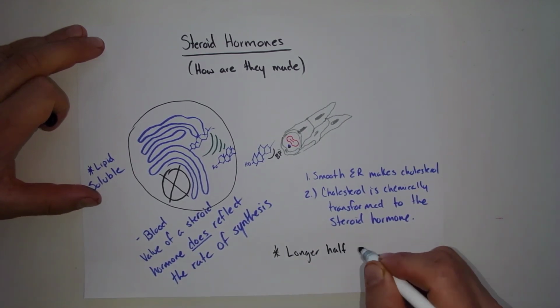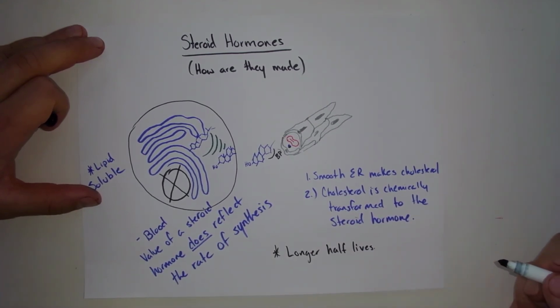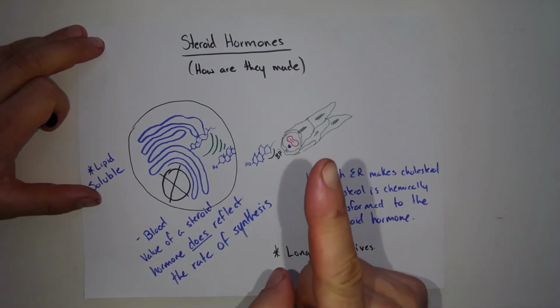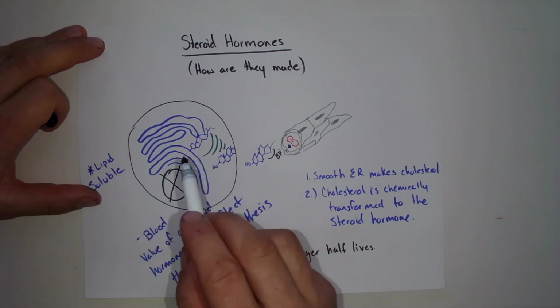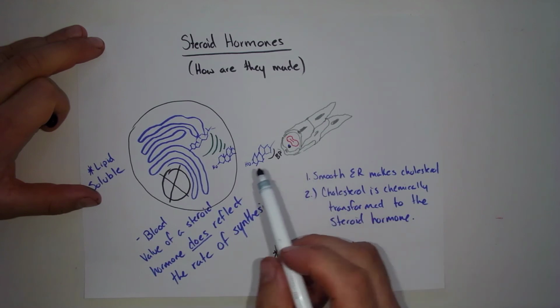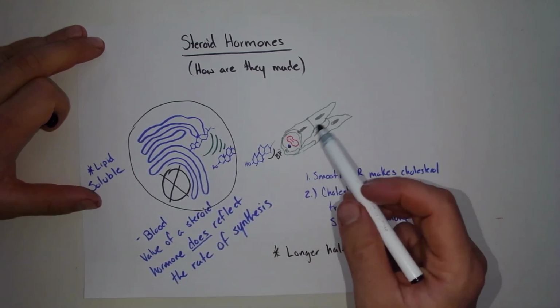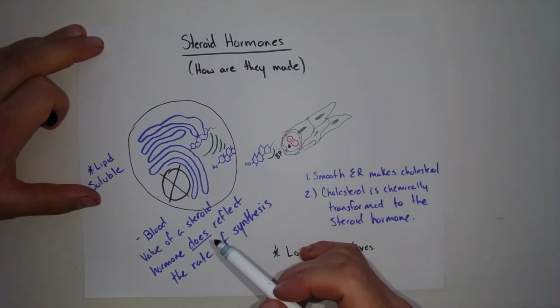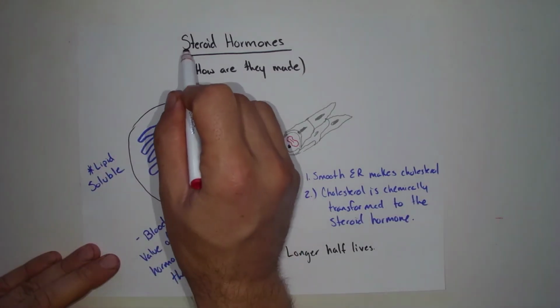These are going to have longer half-lives in the body, but they cannot be stored. And so the body needs to make them when they're needed. And they'll move right into the bloodstream. And we can measure those in the bloodstream to know the rate of synthesis. Not so with amino acid-based hormones. So these are the steroid-based hormones and how they're made.